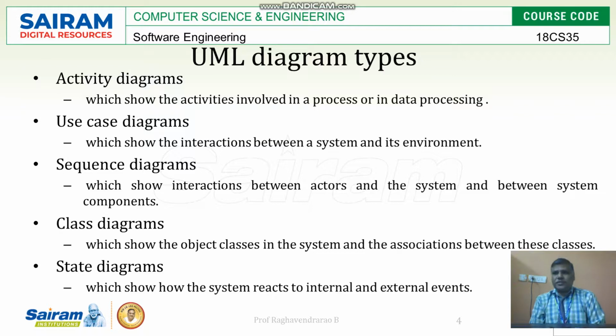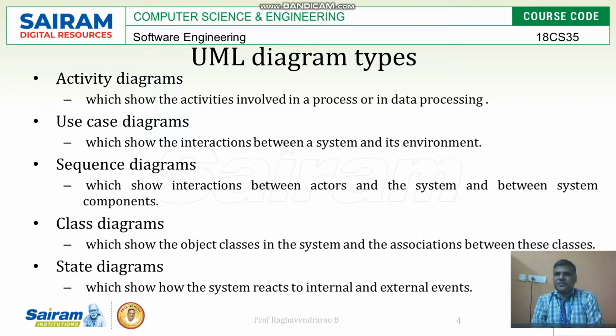Any process which involves an activity should be there, meaning the communication between two or more actors is present, and those things are getting communicated. Those are called activity diagrams. Next, use case diagrams. These show the interaction between the system and its environment. Here also the communication happens between the actor and the processes.